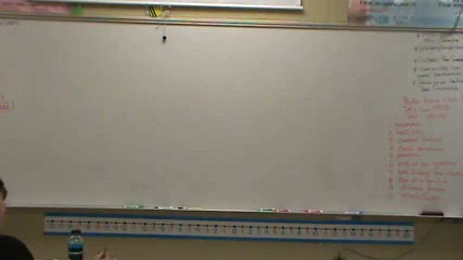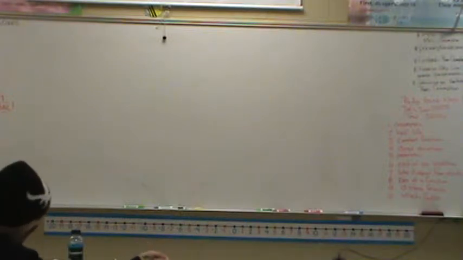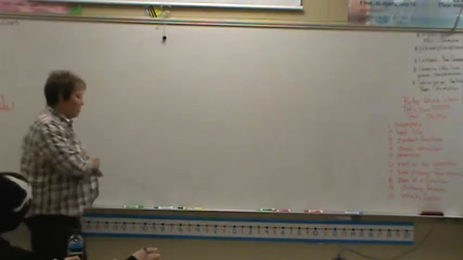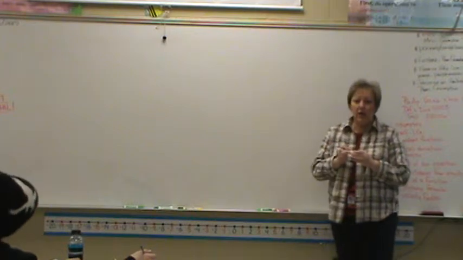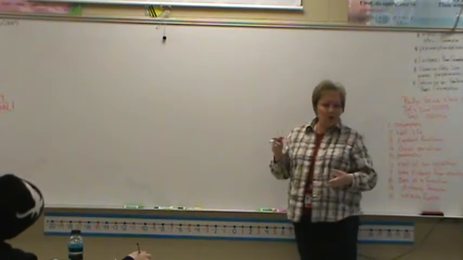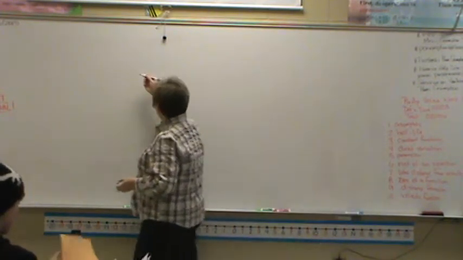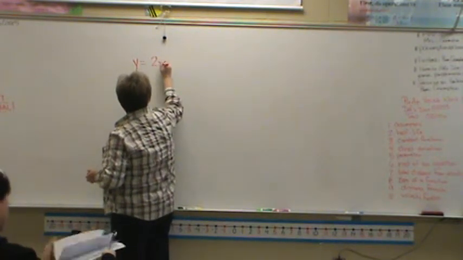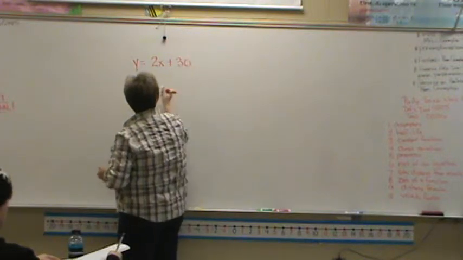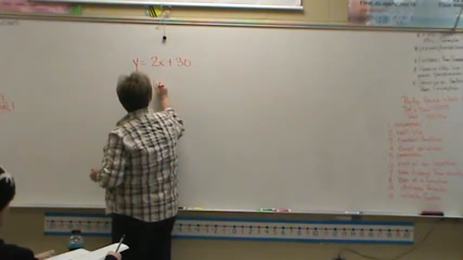Alright, now yesterday we looked at a problem pertaining to calling cards. And we solved this system of equations using talking about calling cards. Who can give me what those two equations were? Y equals 2x plus 30, and y equals 6x plus 10.